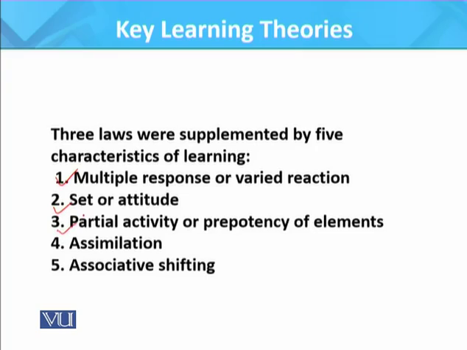Number 3, partial activity or prepotency of elements. Certain features of a situation may be prepotent in determining a response over others, and an animal is able to attend to critical elements and ignore less important ones. This ability to attend to parts of a situation makes possible response by analogy and learning through insight. Assimilation: due to assimilation of analogous elements between two stimuli, an animal will respond to a novel stimulus in the way it has previously responded to a similar situation. And associative shifting means the transfer of a response evoked by a given stimulus to an entirely different stimulus.